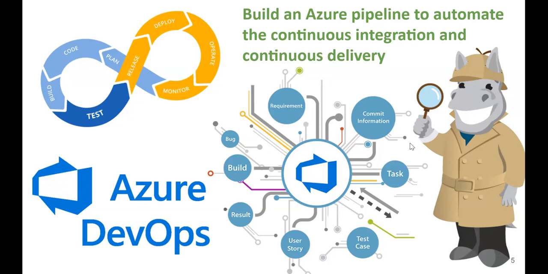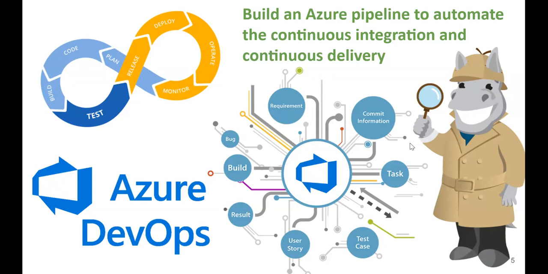In today's session, we are going to discuss how we can implement Azure Pipelines to automate our CI/CD. Azure Pipelines is a cloud service that you can use to automatically build and test your code project and make it available to other users. It works with just about any language or any project type.